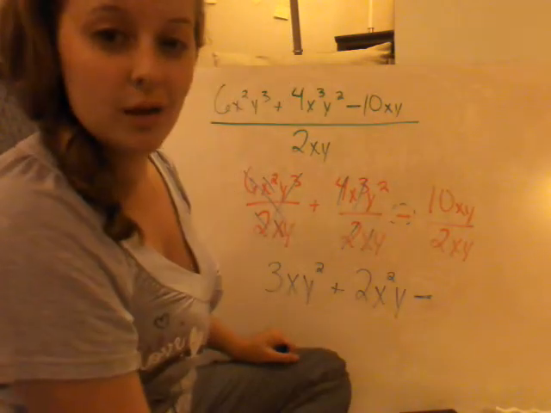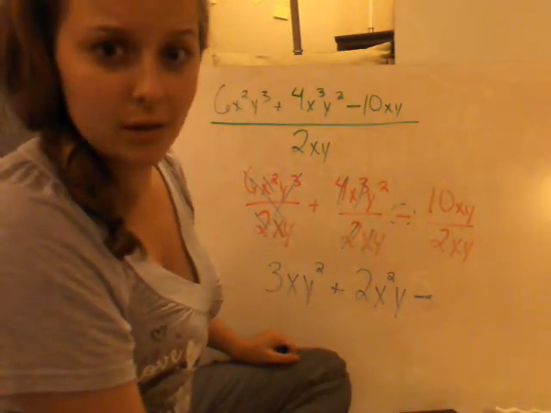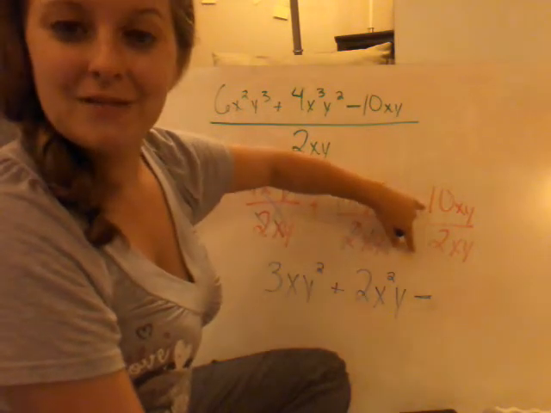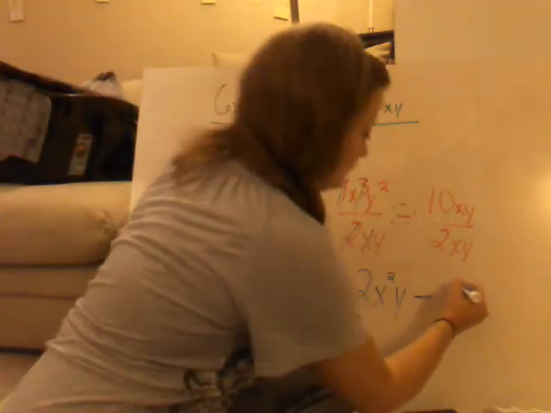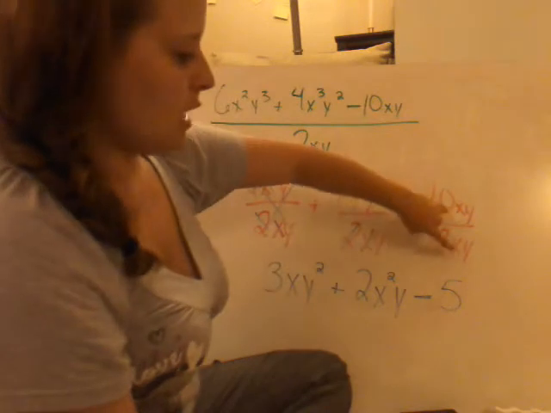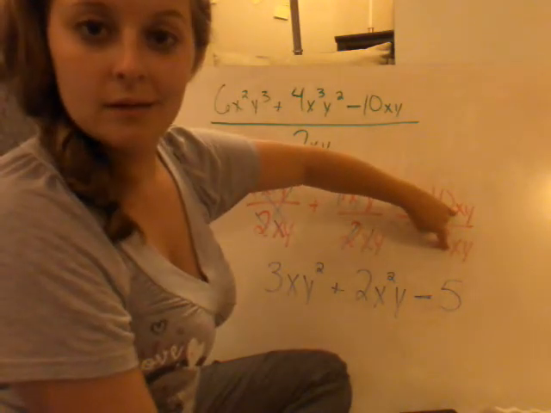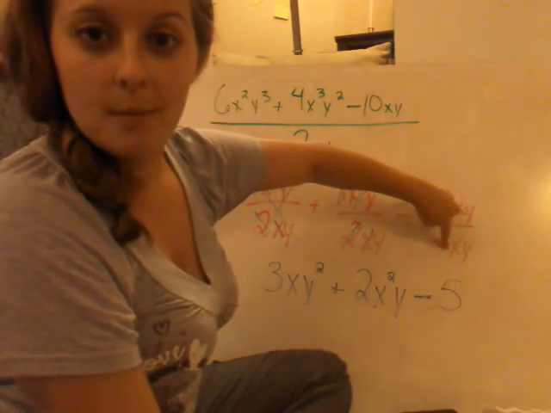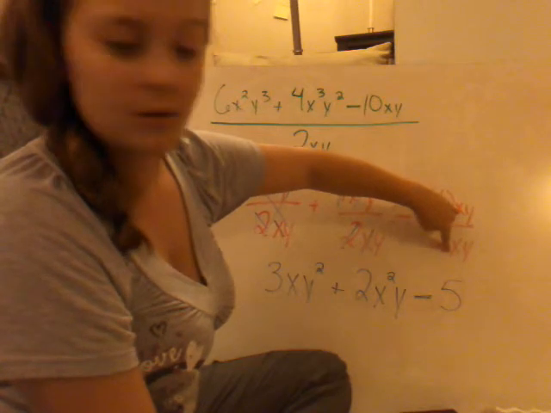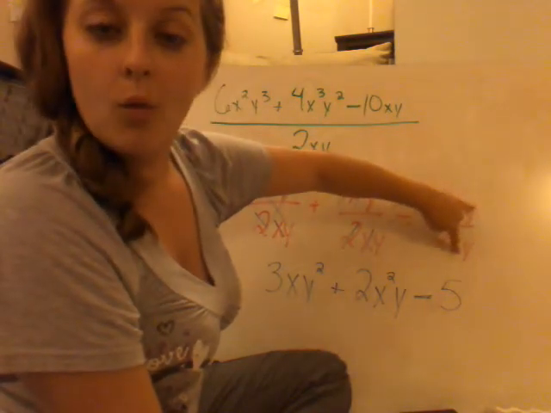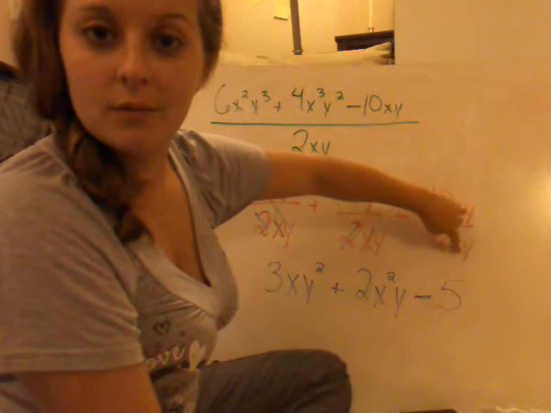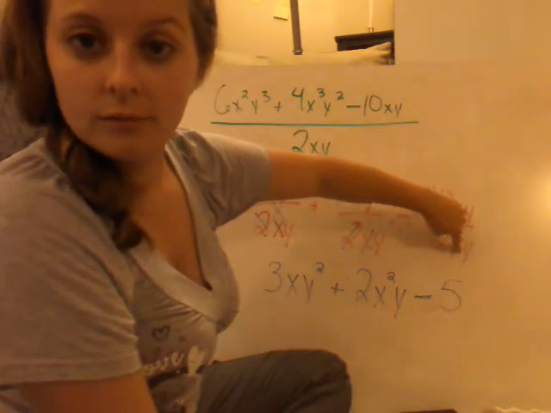You always want to double check your minus signs because they're tricky. They'll sneak up on you. Alright, so I've got 10 divided by 2 is 5. Alright, x divided by x is 0 because it's 1 minus 1, and 1 minus 1 is 0. Same thing with y. Y to the first power divided by y to the first power is 1 minus 1, 0.